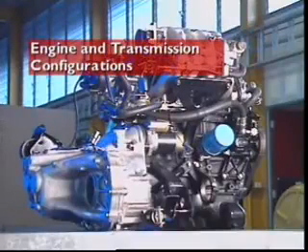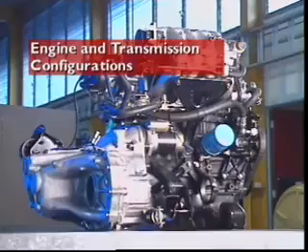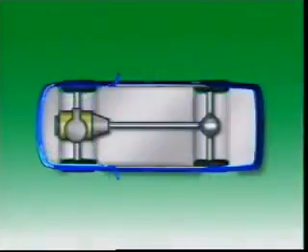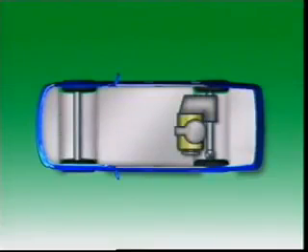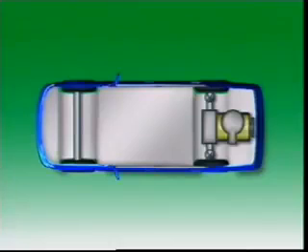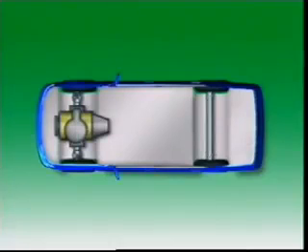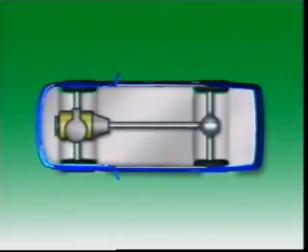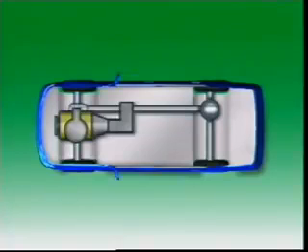This section examines engine and transmission configurations. An engine can be located at the front, middle, or rear of a vehicle. An engine located at the front can be mounted longitudinally and can drive either the front or the rear wheels. In four-wheel drive applications, it can drive both the front and rear wheels.